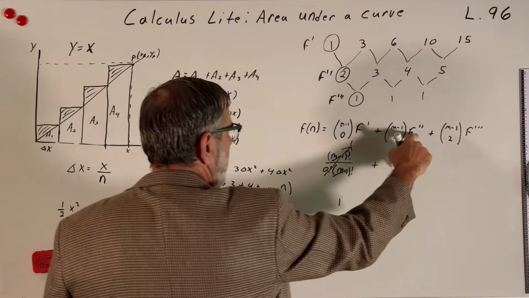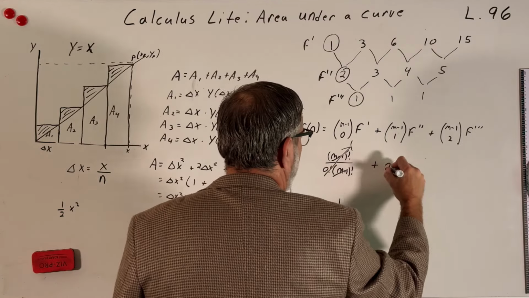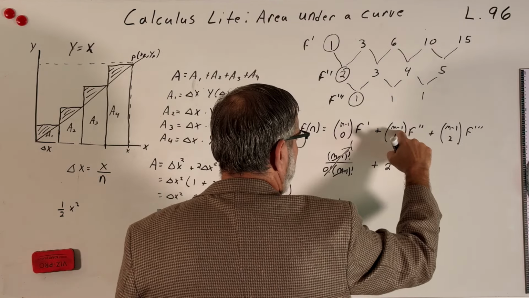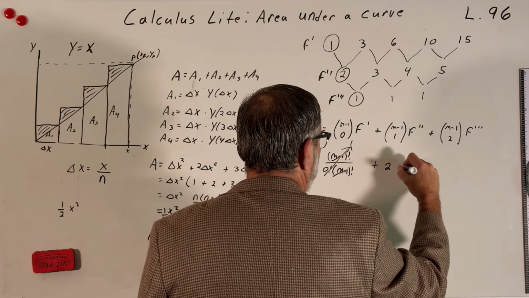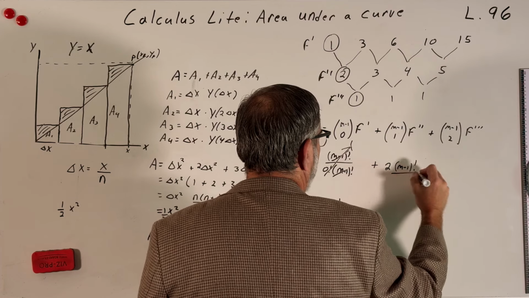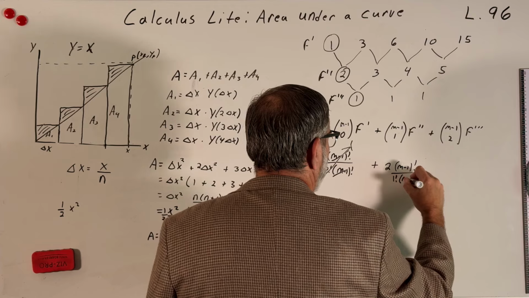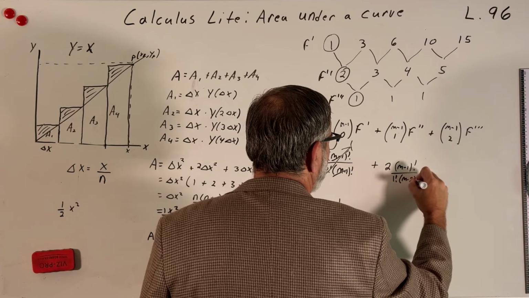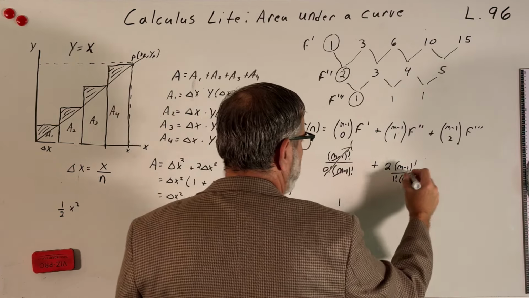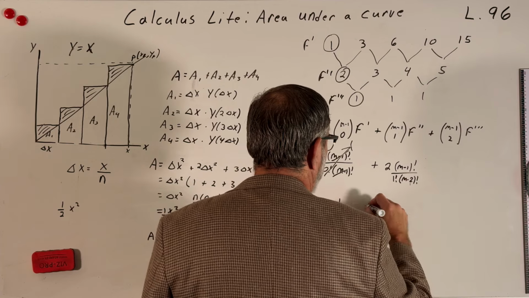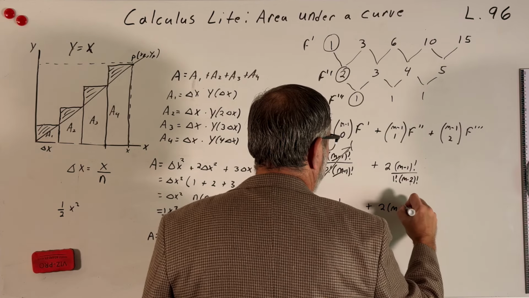The next term, f double prime, is 2, so it'll be 2 times. Now we do m minus 1 choose 1. That will give me m minus 1 factorial divided by 1 factorial times m minus 1 minus 1, which will be m minus 2 factorial. So that's just going to chop this off at m minus 1. So this will be plus 2 times m minus 1.